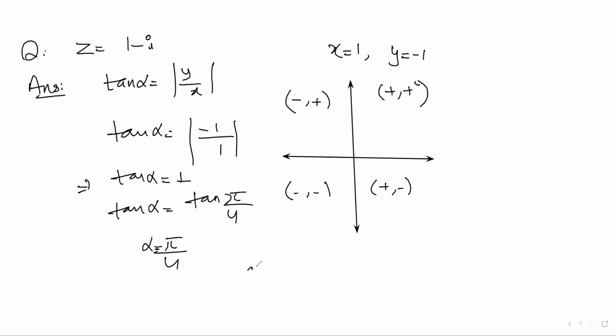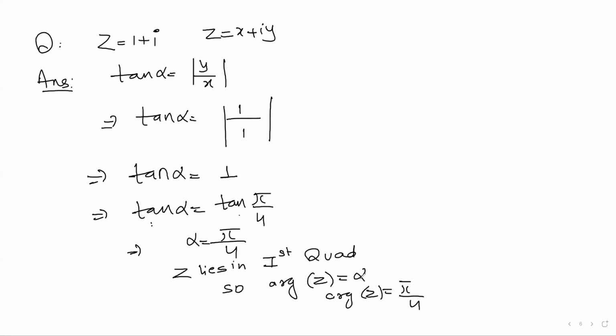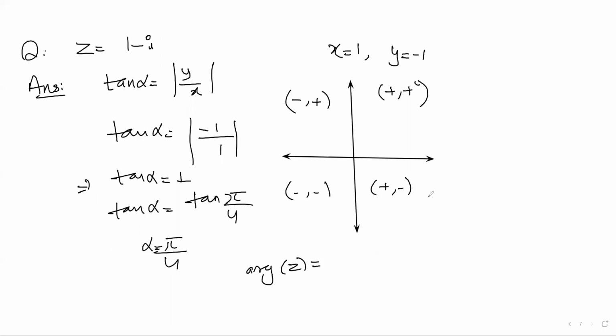Now in the fourth quadrant, what is the argument of Z? Check the formula. In the fourth quadrant, what is the argument? Minus alpha. So argument of Z is equal to minus alpha, that is minus pi by 4. Okay, Ikhra, is this clear? So, sir, we have to look at the values of x and y to decide the quadrant. Yes. From the modulus we just calculate alpha, and after this we check in which quadrant x and y lie. Okay, Safan, is this clear?